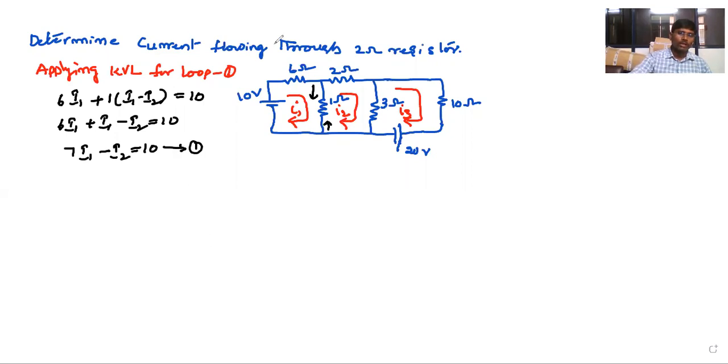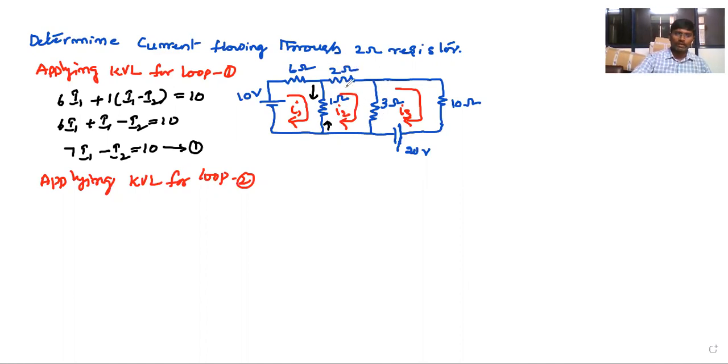Now you apply KVL for loop 2. In loop 2, all are resistors, all are passive elements. So there is no applied voltage at all. Therefore, the voltage drop across all these three resistors must be equal to 0.